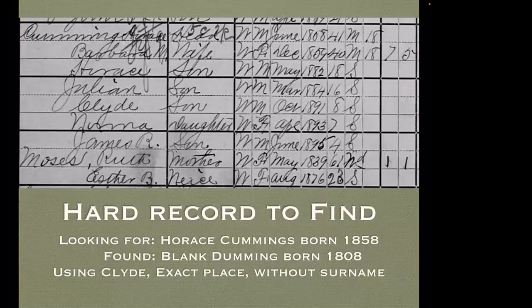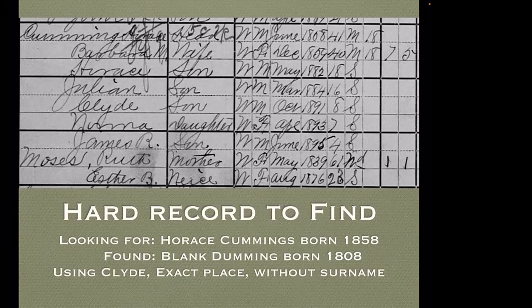Okay, so let me show you an example of using that trick about Clyde. I was looking for Horace Cummings, and he was born in 1858. And he's actually the top line of this census. Here is how this record was extracted, and you can tell that the extractor did their very best, but with the tabulation marks that are written on top of his given name, it made it hard to read.